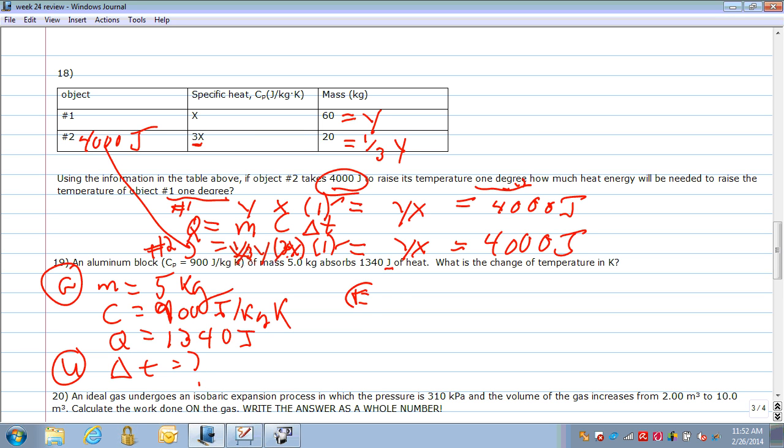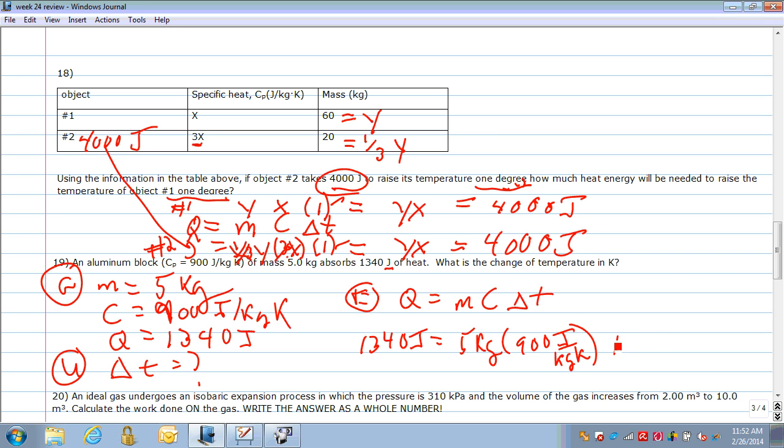So again, our equation is just Q is equal to the mass times C times the change in T. Only this time they give us Q. 1,340 joules is equal to 5 kilograms times 900 joules per kilogram K times our change in temperature, which is what we're looking for, which just means our answer is 1,340 joules divided by our 5 times 900.